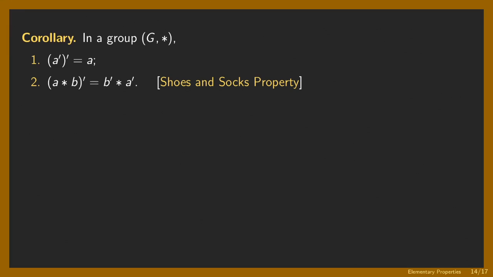The second property is what most of the authors call the shoes and socks property. It is because when you try to wear your shoes and socks, of course you do it socks first and then your shoes. In order to undo that, you have to remove the shoes first before the socks, right? Hence the shoes and socks property. If you want to undo the combination of the two actions, you have to undo the last action done first, then the first one.